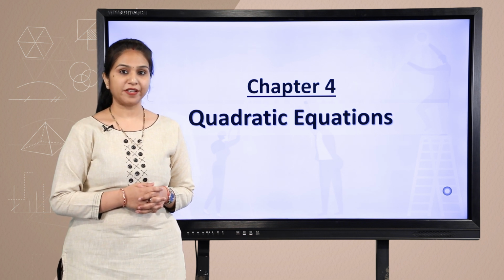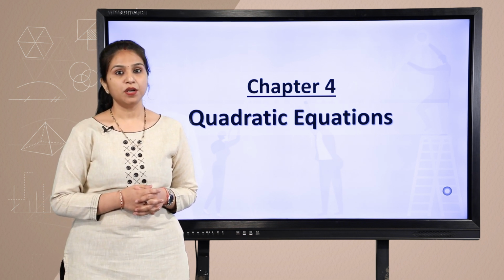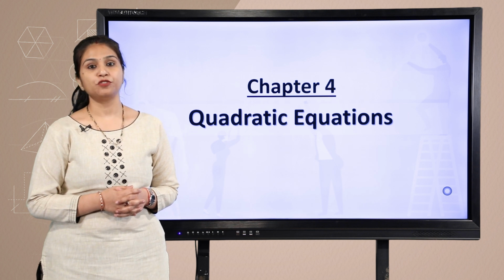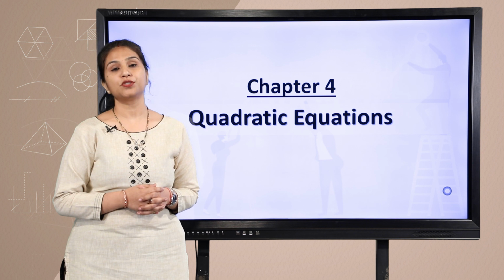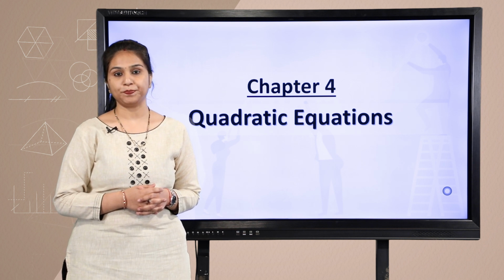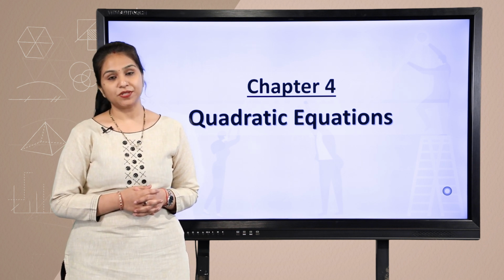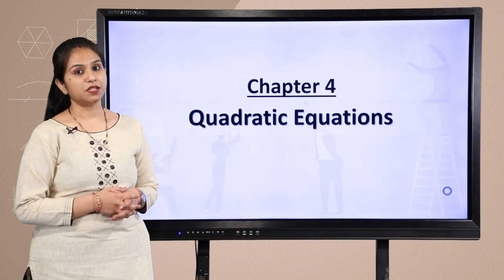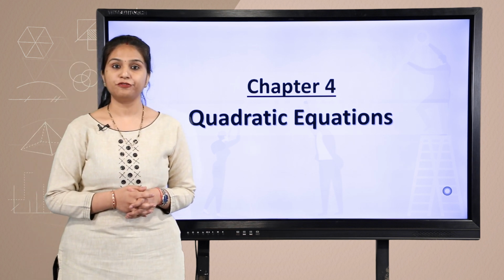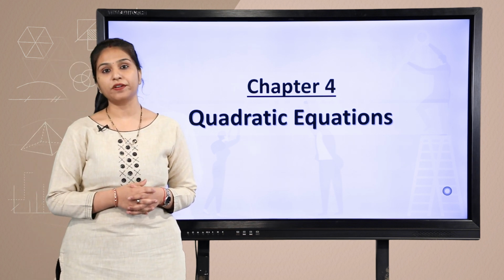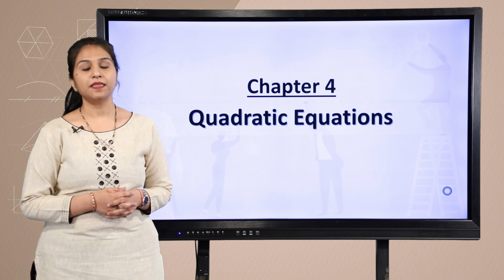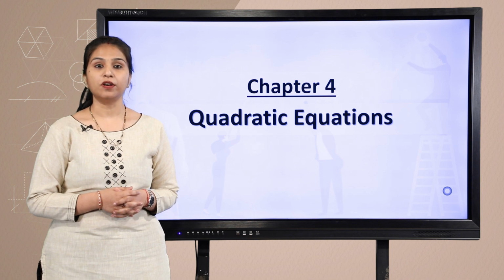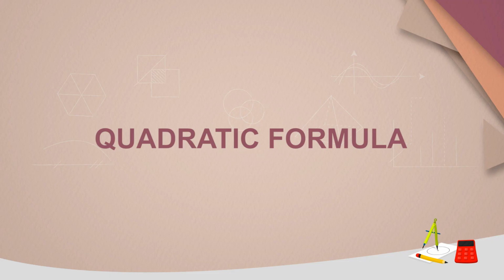What do we do in the method of factorization, children? Here, we split the middle term to factorize the given quadratic equation and then find the solution. Children, in today's session, we are going to learn another method to find the zeros of a quadratic equation. That method is known as the method of discriminant, or using the quadratic formula. So let's start today's session.